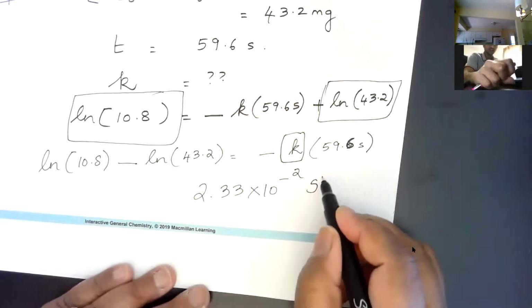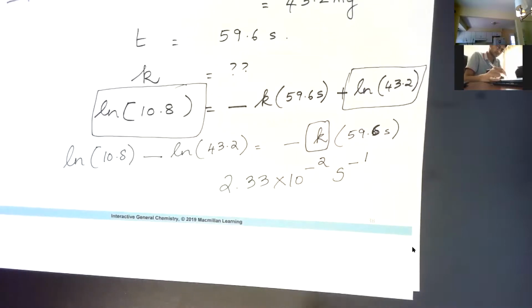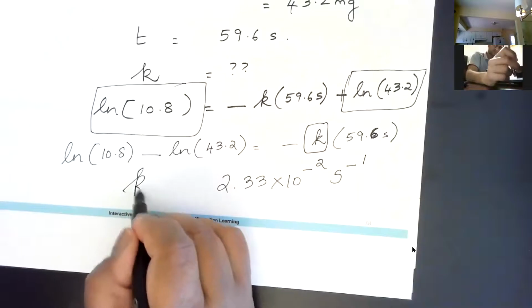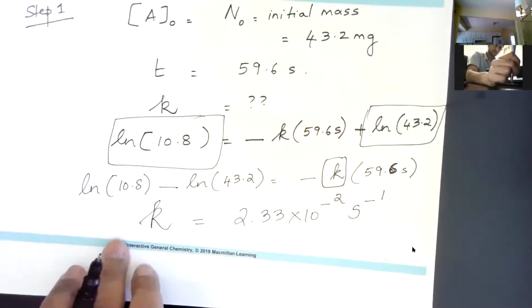Would it be s-1? Yeah. Did you all get 2.33 times 10 to the -2? Yes, okay. So that's K. You've not solved the problem because they want half-life.